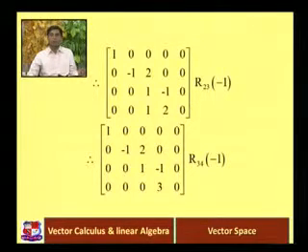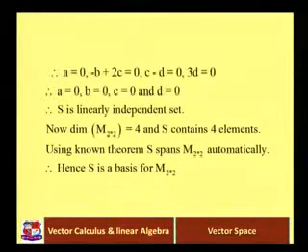So now you can easily find the coefficients a, b, c, d. So we will get this equation: a is equal to 0, minus b plus 2c is equal to 0, c minus d is equal to 0, and 3d is equal to 0. Now a is equal to 0, b is equal to 0, c is equal to 0, and d is equal to 0. Okay, so S is linearly independent set.